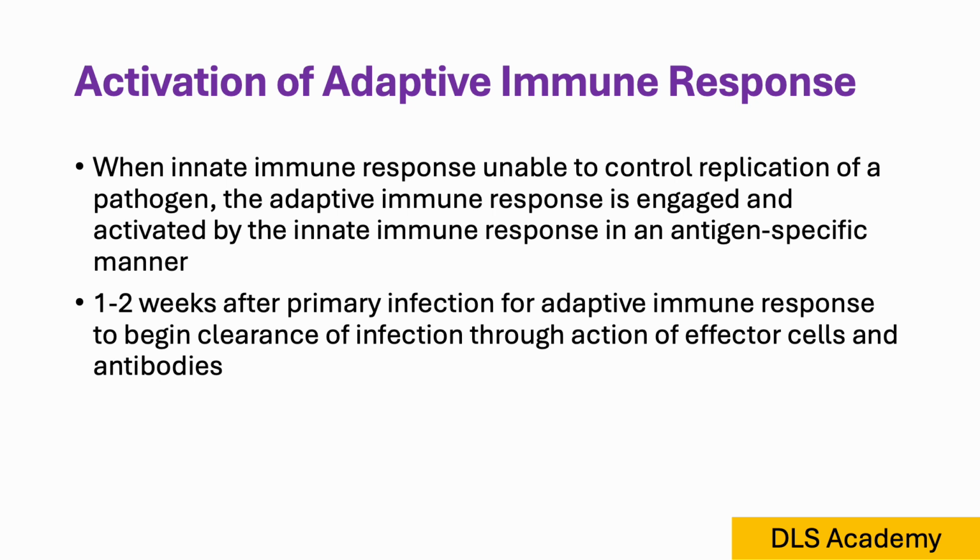Obviously, we are here because sometimes the innate immune response is not capable, and in fact, more often, the innate immune response is not capable of handling a pathogen completely by itself, and therefore, we need the help of that specific response, which comes by way of adaptive immunity. But here's the issue. It takes about 1 to 2 weeks after the primary infection for the adaptive immune response to really become activated and to really help clear the antigen by way of effector cells and antibodies and all kinds of stuff that we're about to talk about later in this series of immunology lectures.